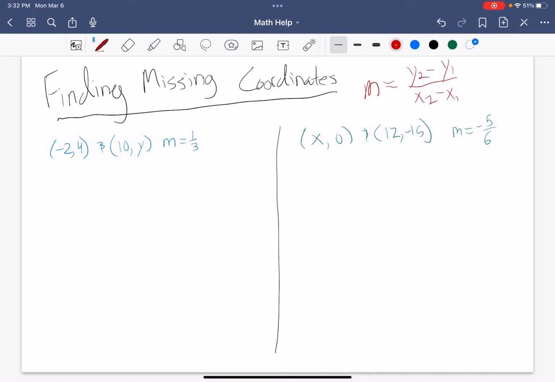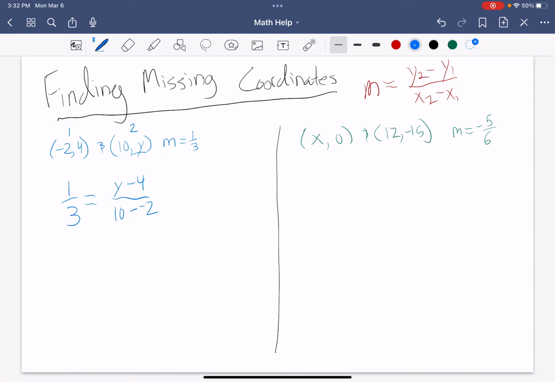So let's look at the first one over here on the left. We're given the points (-2, 4) and (10, y). So we need to figure out what this y value is. We're given the slope 1/3. So I'm going to put in 1/3 for my slope, and then I'm going to set it equal to the slope formula. Now I'm going to let the second point be point 2 and this first point be point 1. That way I have a y in my numerator on the left: y minus 4 over 10 minus -2.